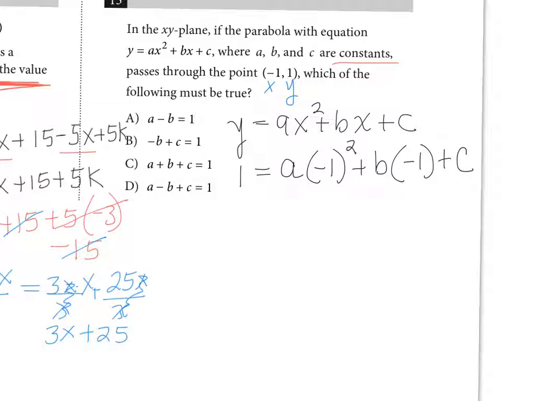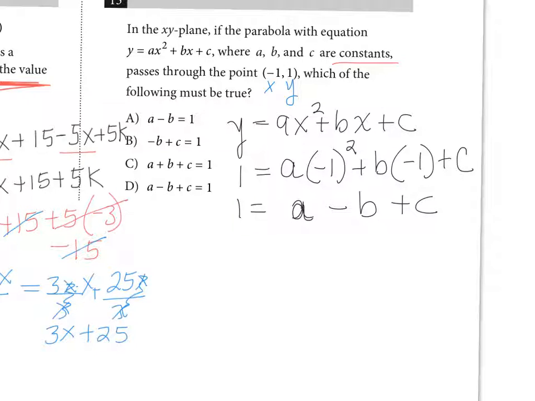And then just simplify. So what can we simplify here? Then -1 squared. What is -1 times -1? It's 1. So it's 1a, right? How about the second term? B times -1. Negative b, or -1b? Well, isn't 1a the same thing as just a? Right? Okay. So is that one of the answer choices?